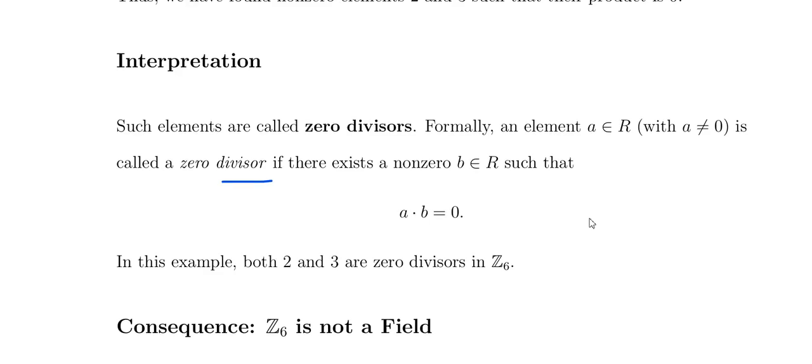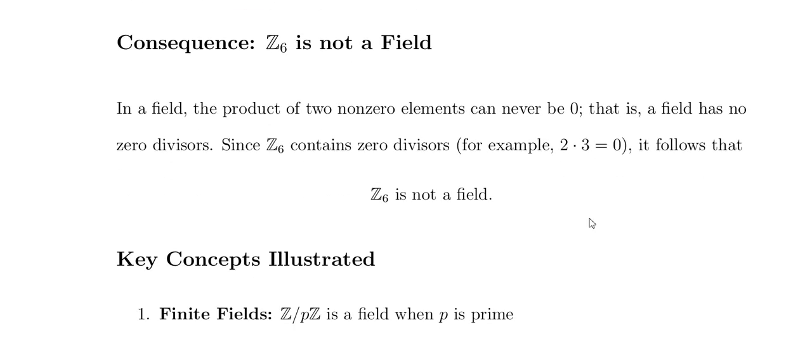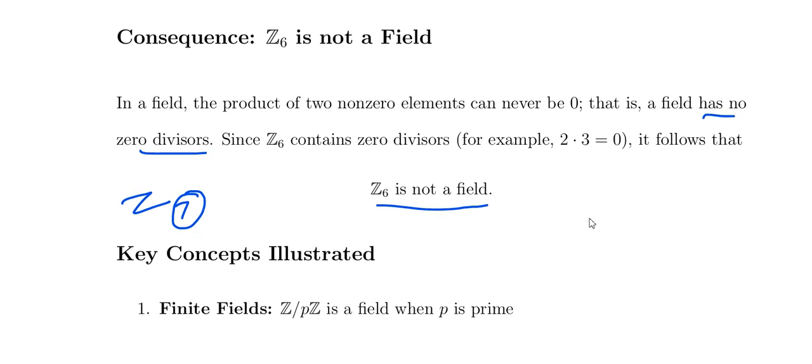So Z6 is not a field. A field has no zero divisor, a very important point. Here Z6 contains a zero divisor, 2 into 3 equal to 6, so Z6 is not a field, but Z7 is a field. Z7 is a field because 7 is a prime number, so modulo a prime is always a finite field over the integers.